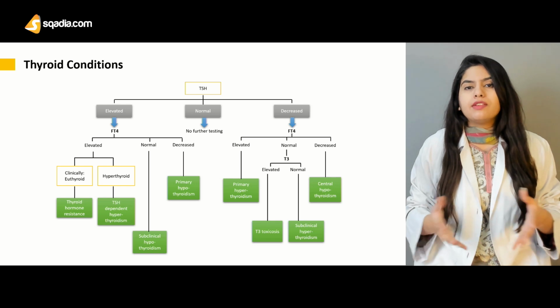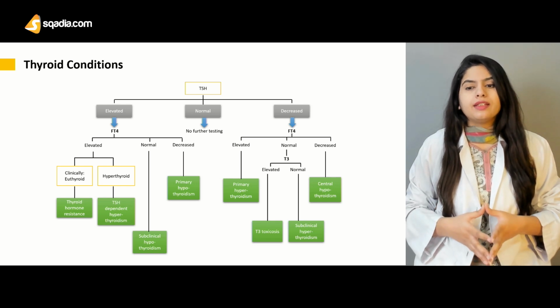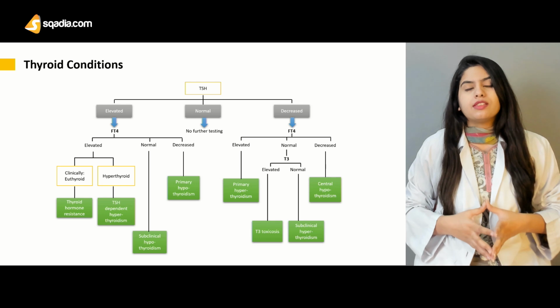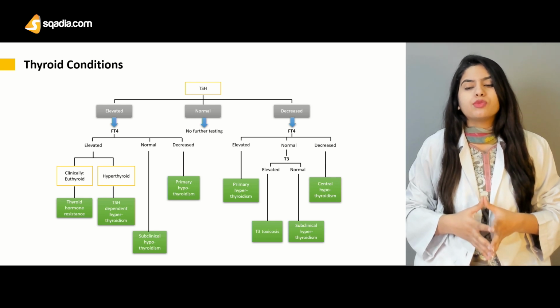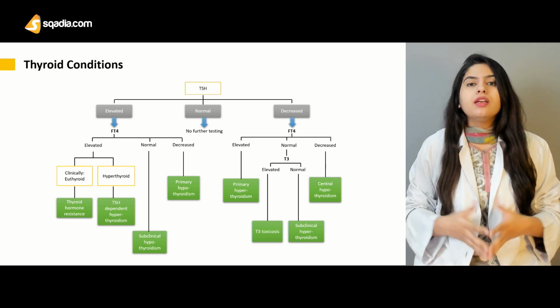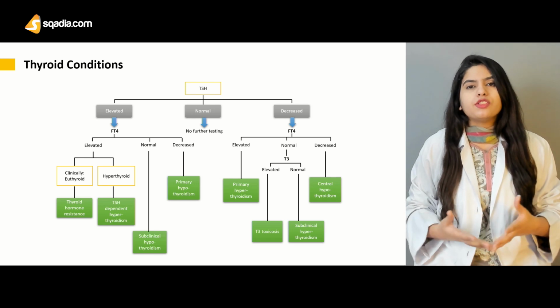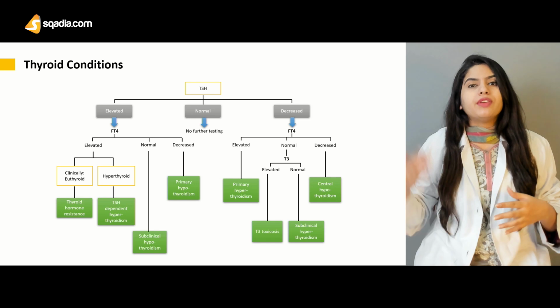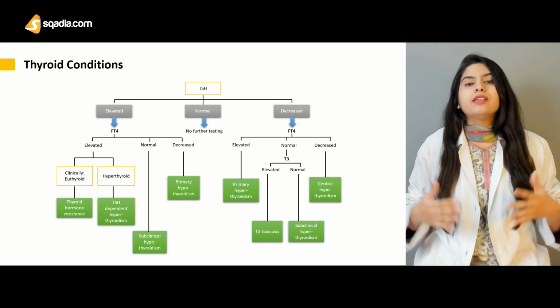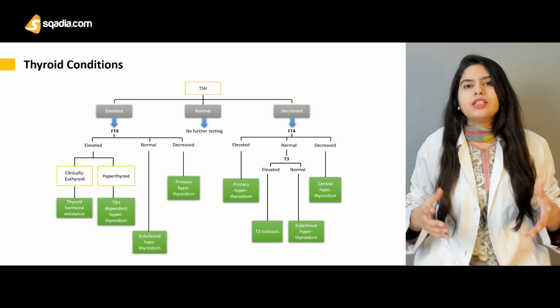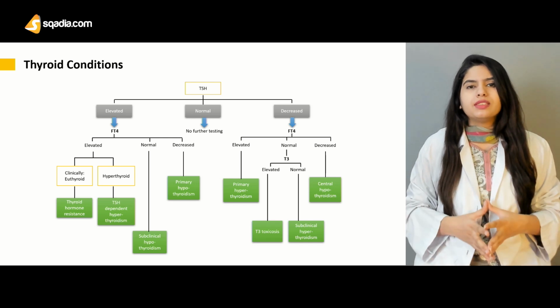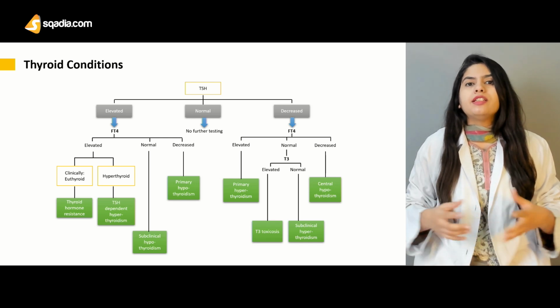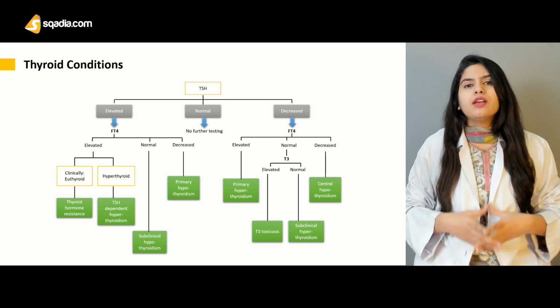And when the TSH level is decreased and the thyroid hormone level is also decreased, this can be due to central hypothyroidism. Central hypothyroidism is a condition where there is some central cause, or some defect in the brain, that is causing the hypothyroidism. That means the TRH level is decreased in this case, which is leading to a decrease in the level of the thyroid hormone.